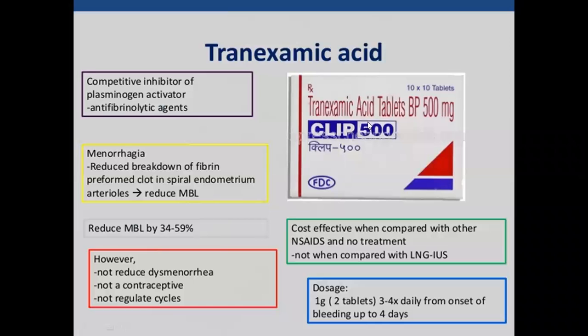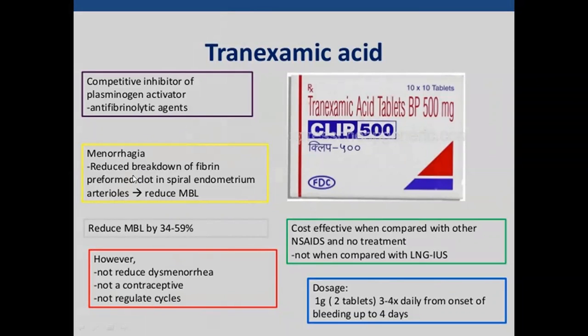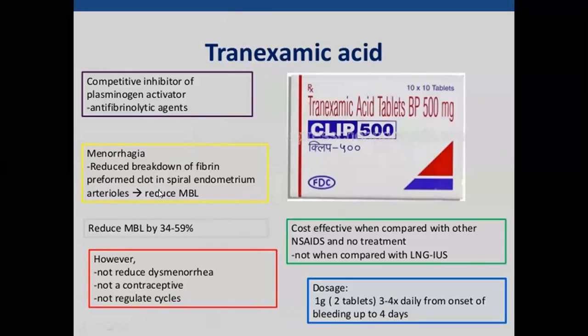So tranexamic acid is an antifibrinolytic agent. Please remember this word. Tranexamic acid is an antifibrinolytic agent. It is a competitive inhibitor of plasminogen activator, so it inhibits the lysis of the clot already formed. It is useful for treatment of menorrhagia, and it reduces the breakdown of fibrin, that is the preformed clot, in the spiral endometrial arterioles, and thereby reduces the menstrual blood loss.